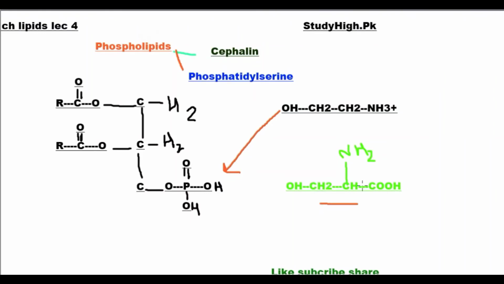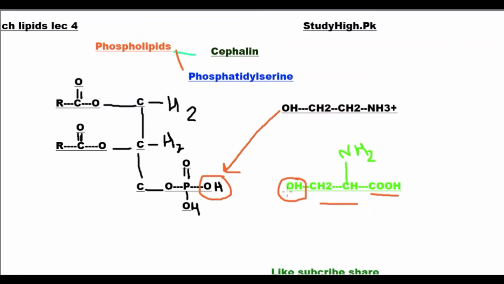This is the structure of serine. It is an amino acid that consists of a carboxyl group connected with this carbon, and an amino group is also connected with this carbon, along with a CH2 and a hydroxyl group. This is the serine amino acid. Through its hydroxyl group, it forms an ester bond, as choline did.